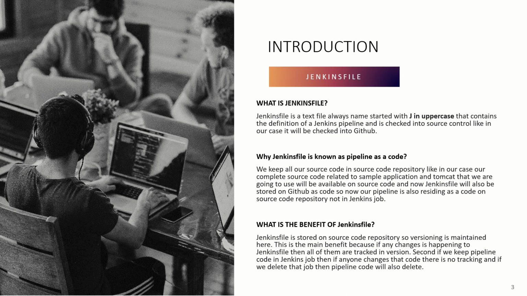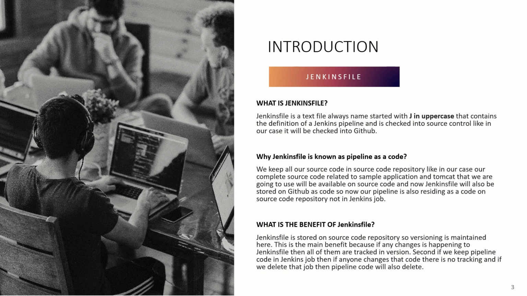So guys, what is Jenkins file? Let us firstly understand what Jenkins file is. Jenkins file is basically a text file, always named starting with J in uppercase, that contains the definition of a Jenkins pipeline and is checked into the source control. Like in our case, we were using GitHub, so it will be checked into GitHub. In our previous videos, we were creating a pipeline, but we were just pasting the code in the pipeline script section of Jenkins. But now we'll create a file and then we'll place the code, and that file will be stored on the source code repository. That is GitHub in our case.